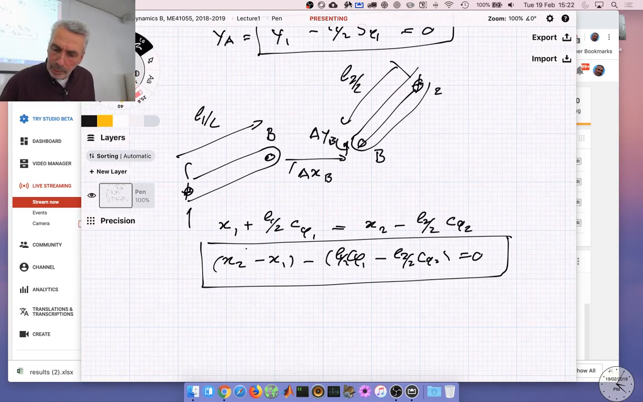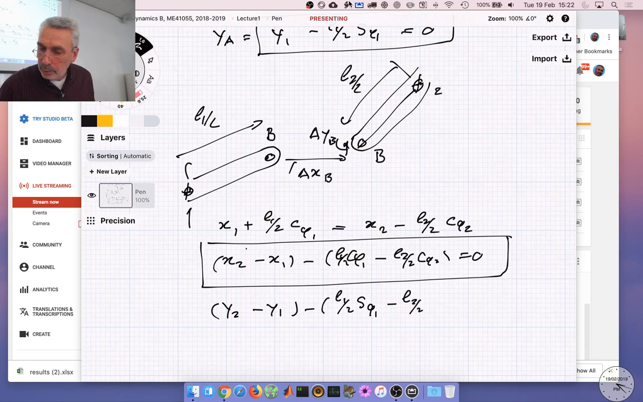I'm a bad accountant. And likewise for the y you can write down the same, and you bet it will be something like this. Minus L1 over 2 sine phi 1 minus L2 over 2 sine phi 2. Right?